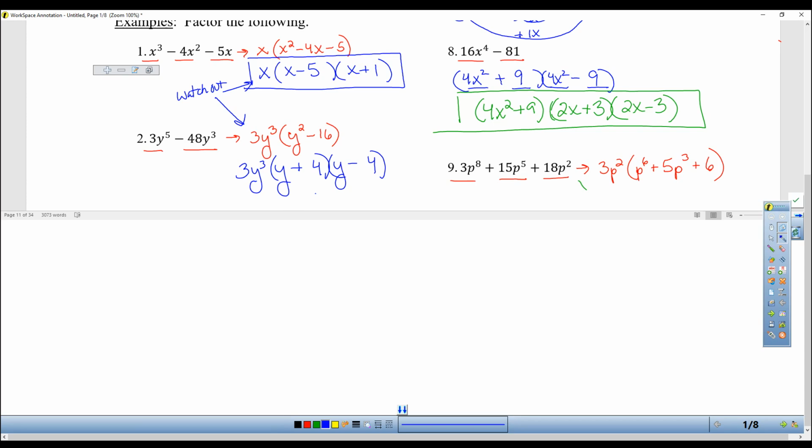Let's just check that using FOIL. So first, y times y is y squared. Outer, negative 4y. Inner, 4y. That gives me my 0y. And the last times last makes negative 16. So I'm feeling really good about this. That's my answer.